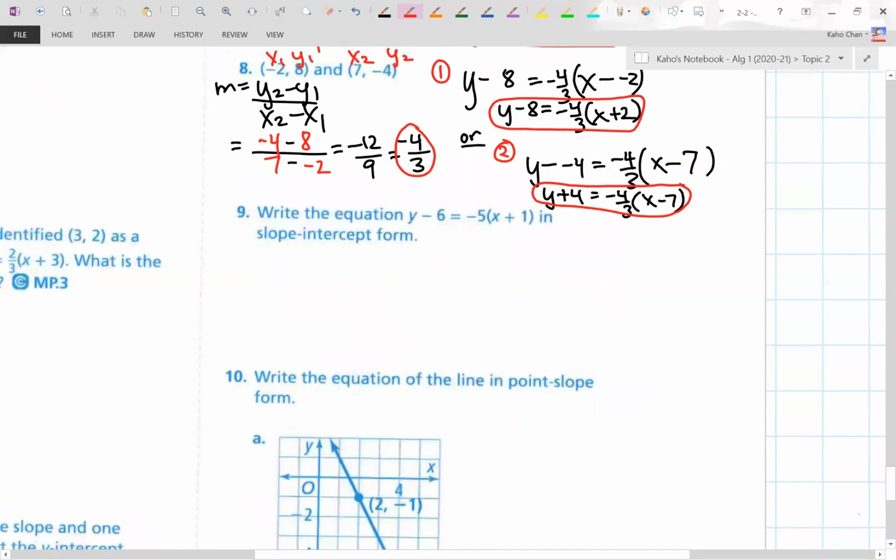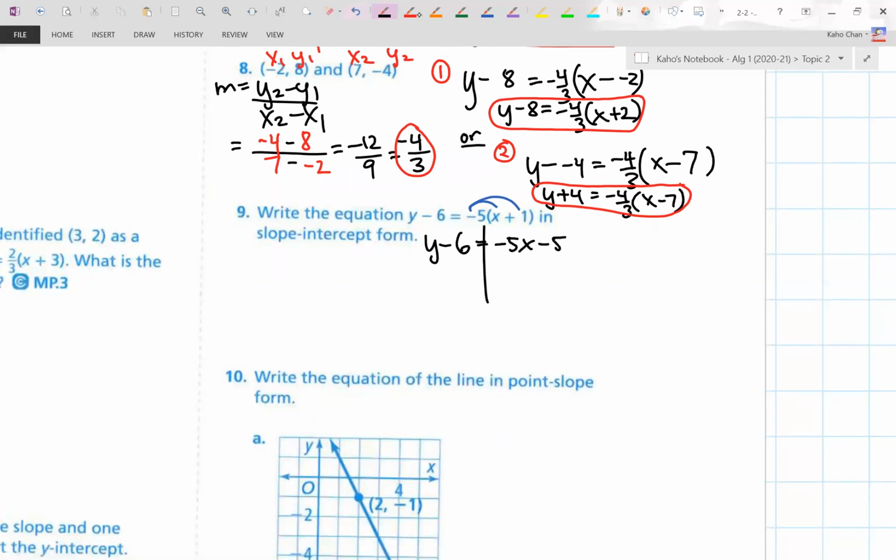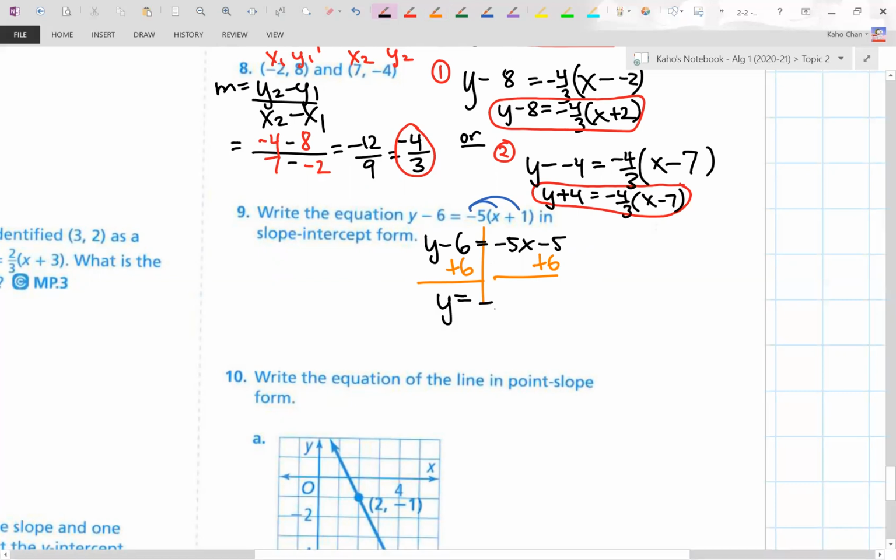Whew. All right. Number 9 involves converting from point-slope to slope-intercept form. We'll just have to distribute and clean it up, and that's it. Basically, distribute the -5 first. And eventually we need to isolate y, don't we? Let's isolate y by adding 6 to both sides. That's it. y equals -5x plus 1. Yay!